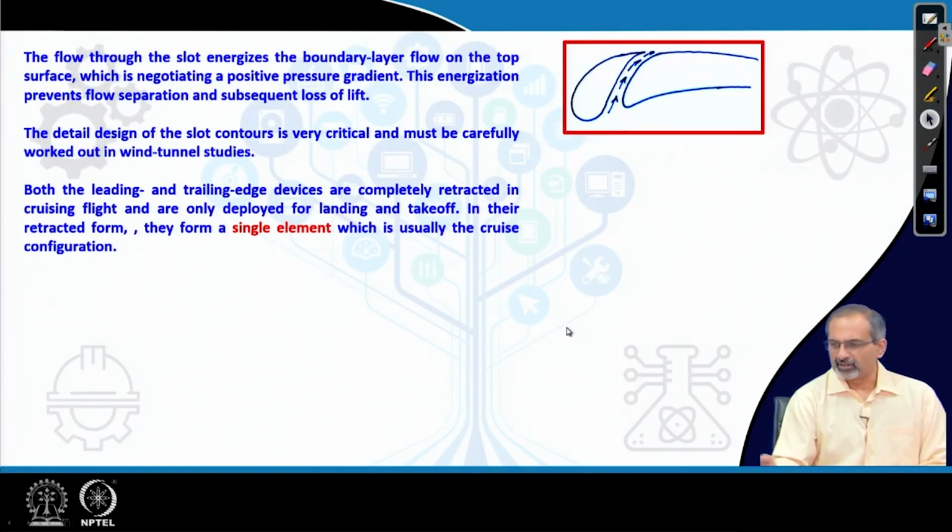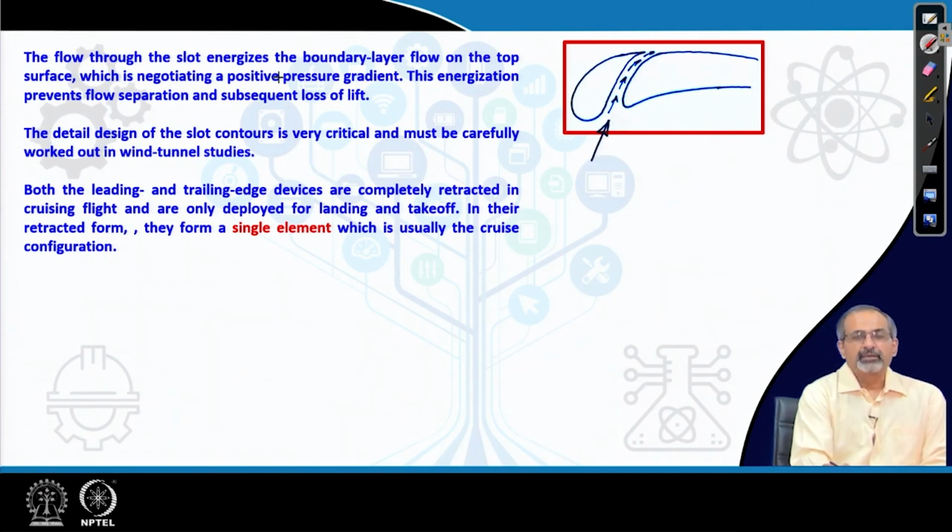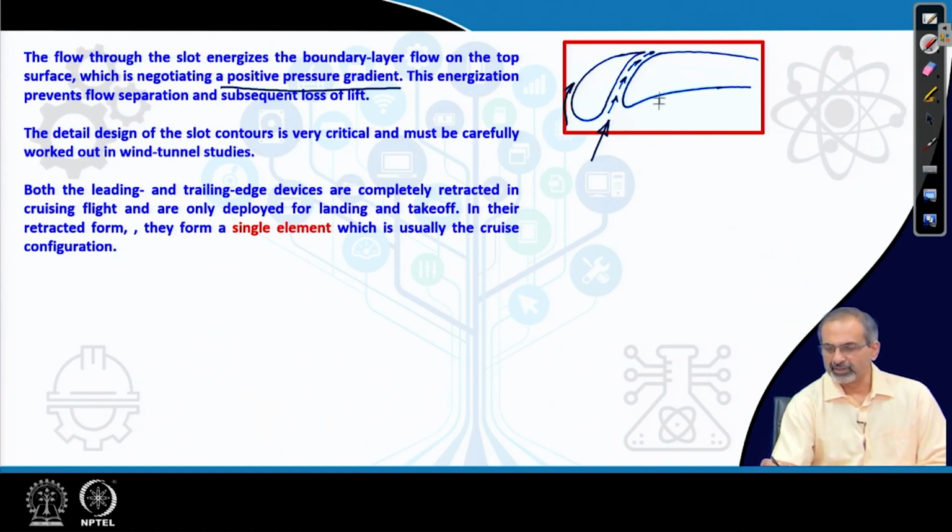Now, the flow through the slot that we just saw energizes the boundary layer flow on the top surface, which is negotiating a positive pressure gradient. Mind it, it could be a positive pressure gradient beyond a certain point, and it is of course encountering a sharp turn. This energization prevents the flow separation and consequent loss of lift. It is almost like saying that there is a high velocity jet which is meeting the boundary layer over the leading edge flap, and because of the presence of this high velocity jet, this boundary layer becomes energized.